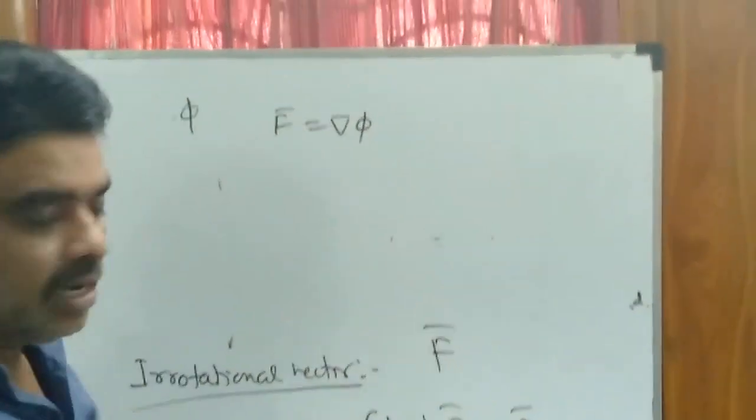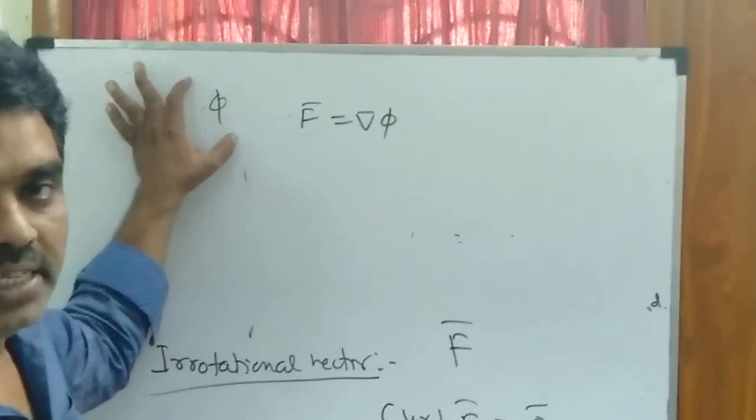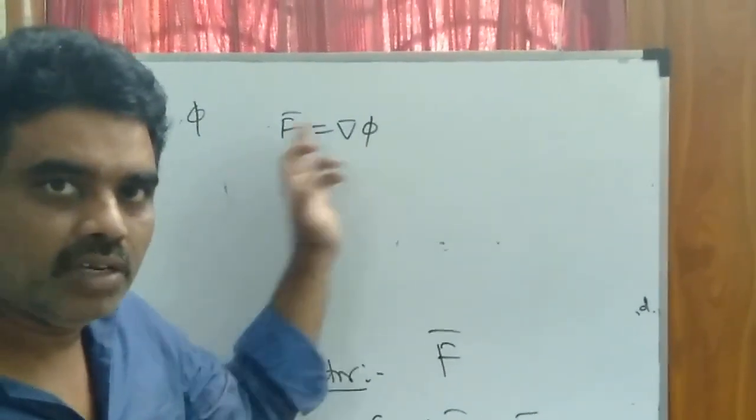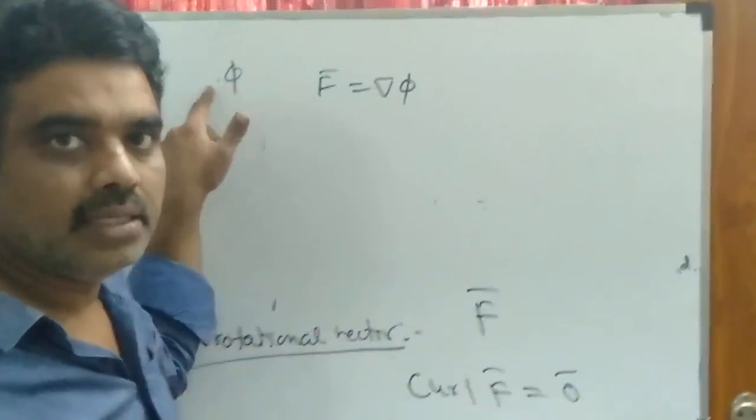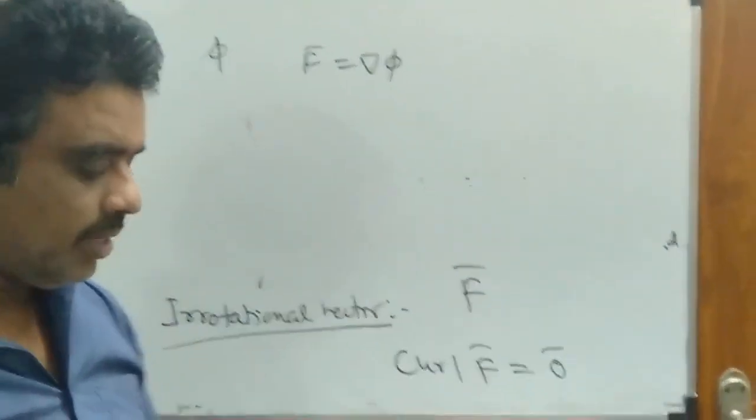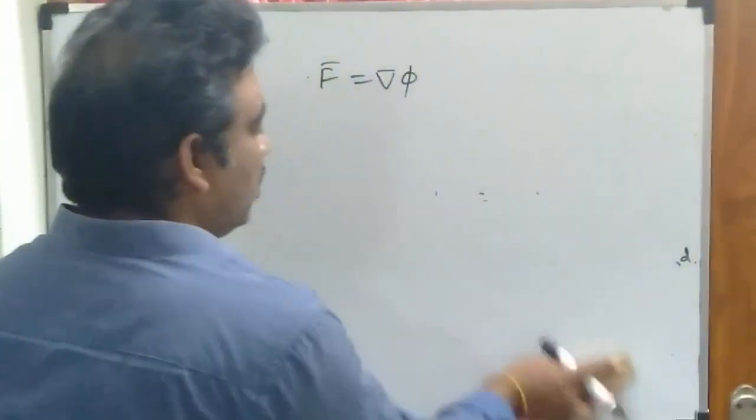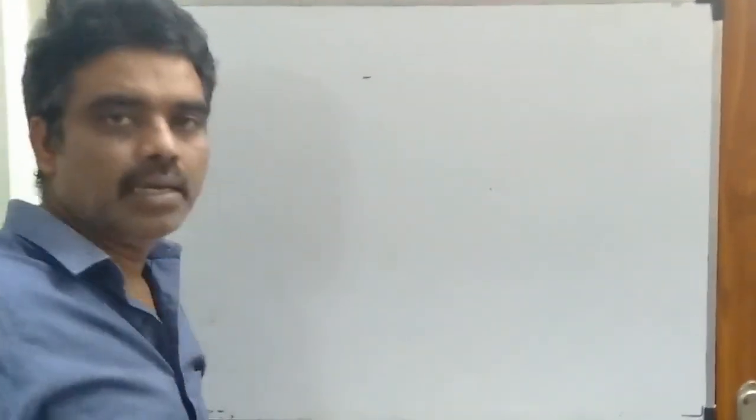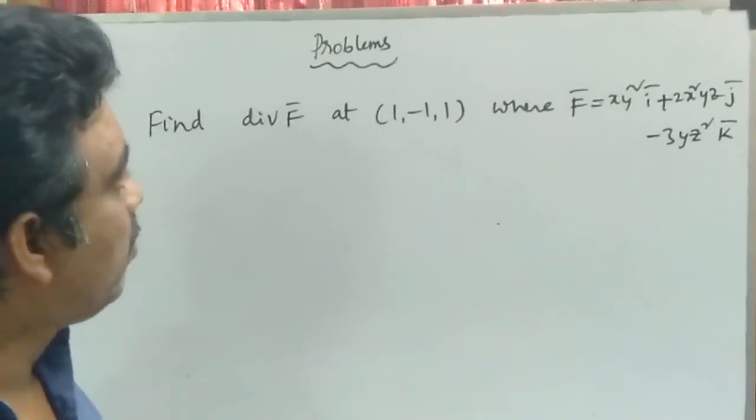So if curl f bar is equal to 0, then you can find a scalar potential phi such that f bar is equal to grad phi. Immediately there exists a scalar potential phi such that f bar is equal to grad phi. Right. So this is the basic information about divergence and curl of vector point functions. Problems.